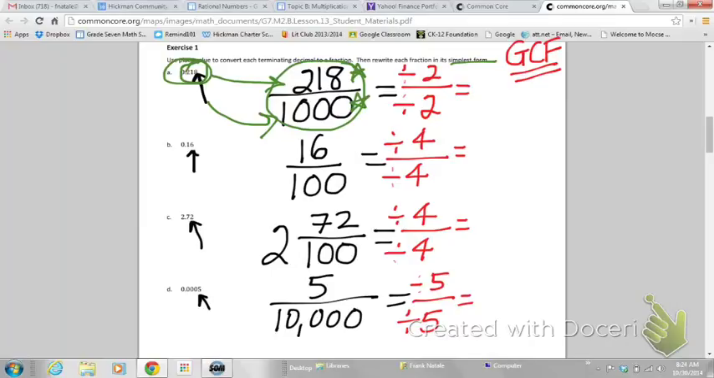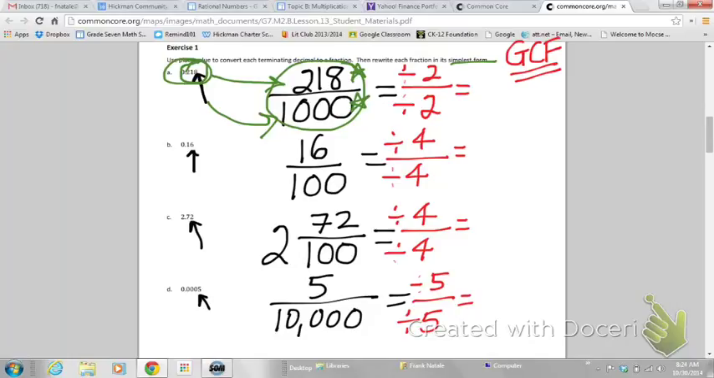So, in the case of 218 over 1,000, I would go through a couple of different divisibility rules. If I add all these digits, 2 plus 1 plus 8, that's 11. Doesn't help me. It's not divisible by 3. I know it's not divisible by 9 or 6. It is divisible by 2, so I can start there. It could be divisible by 4 as well, but I'm going to go with 2 first.